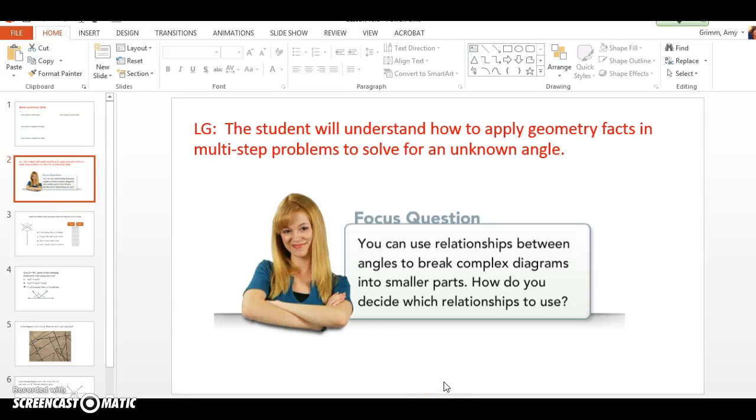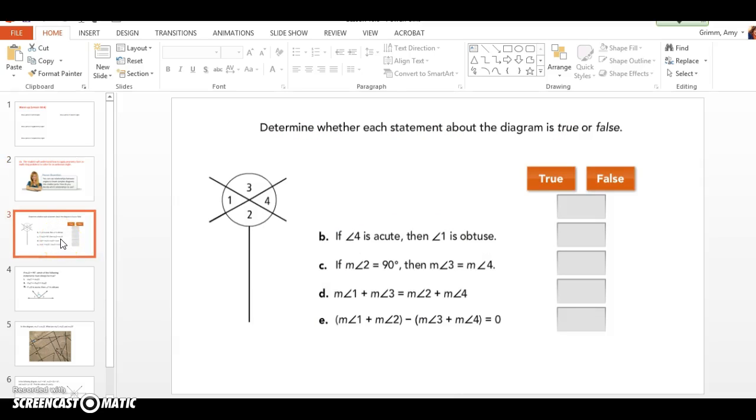Right, so learning goal today: the student will understand how to apply geometry facts in multi-step problems to solve for an unknown angle. That's basically taking everything we've done, putting it together, and now being able to problem solve. Okay, so let's look at this first one. We are going to come up with true and false for each of these.